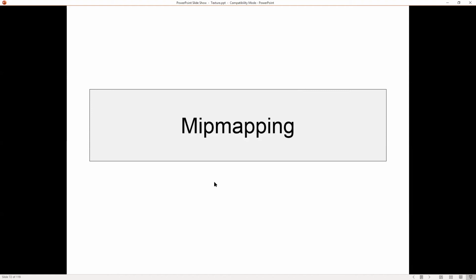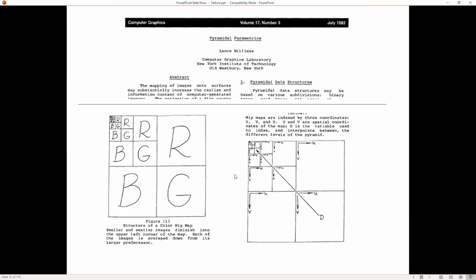So mip mapping is our answer. This is a funny word. It's a graphics word. It's something that you can turn on in your graphics card. It comes from this 1983 paper by Lance Williams. This thing is a mip map. We're going to talk about this in more detail.